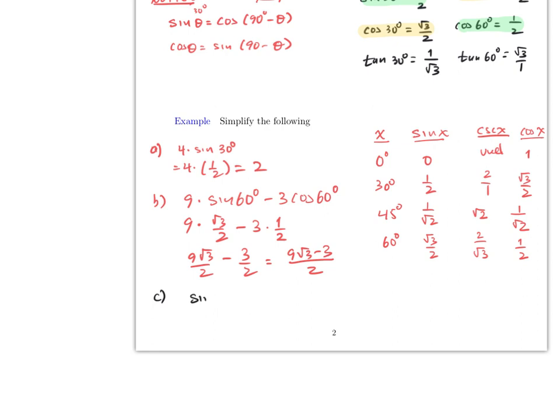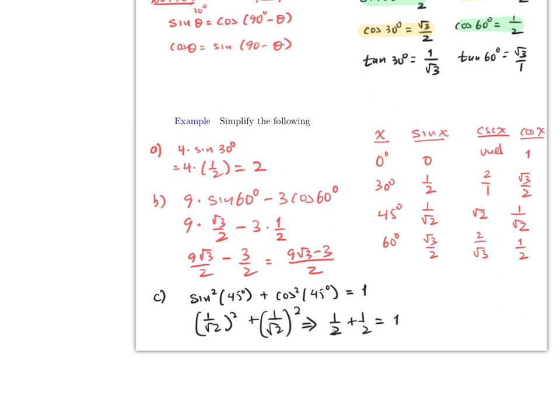Okay. Also, remember we have one of the trig identities. Let's say that you want to simplify sine squared of, I don't know, 45 degrees plus cosine squared of 45 degrees. Since this is an identity, this should be 1. But let's see if that's the case. This will be 1 over radical 2 squared plus 1 over radical 2 squared. Notice that this gives you 1/2 plus 1/2, which is indeed 1. So this checks.